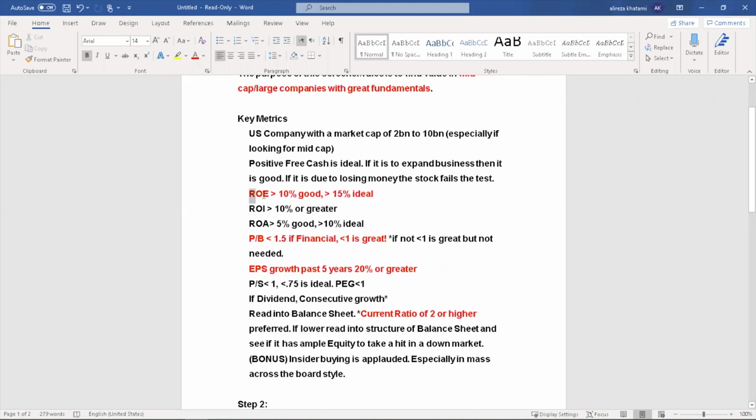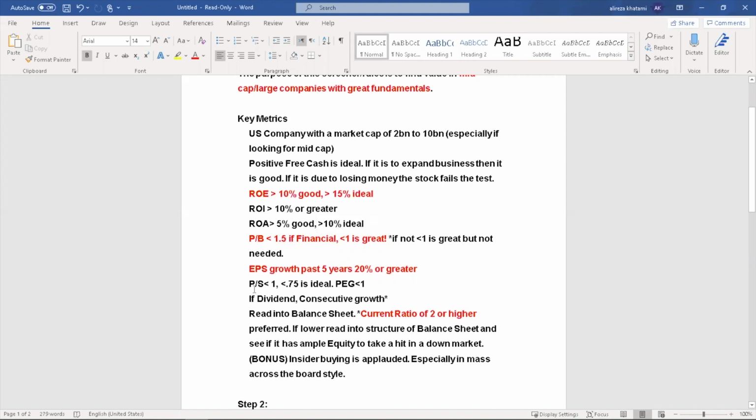So we have the return on equity. It's ideal for the return on equity to be more than 15%, but even 10% is fine. You want the return on investment to be higher than 10%. You want the price-to-book value to be less than 1.5 or 1, but 1 is better. But again, when you are trying to find the most ideal stock, you're not going to find more than one or two companies. So if you want to give it a little bit of room, you go with 1.5.